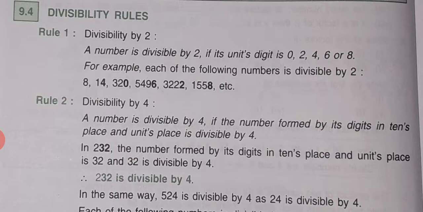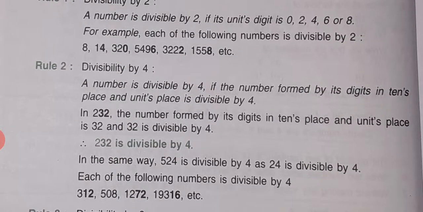Next, coming to rule 2, divisibility by 4. A number is divisible by 4 if the number formed by its digits in tens place and units place is divisible by 4. Let's take an example, 232. Here the number formed by its digits in tens place and units place is 32, and you all know 32 is divisible by 4. So from this we can say the number 232 is divisible by 4.